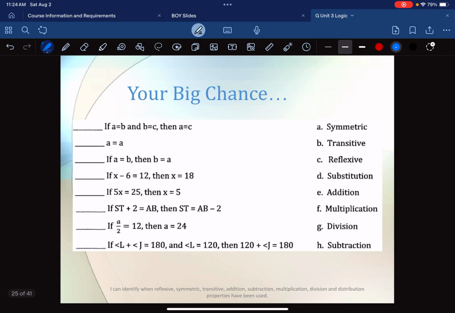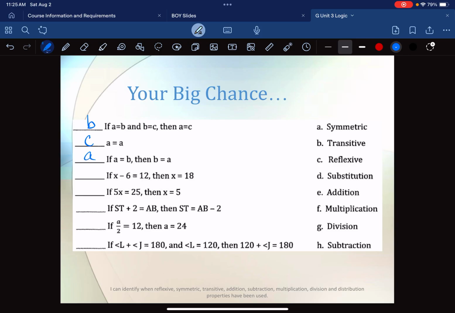All right, here's your big test. You match them up. Stop the video, fill in all the blanks, use the multiple choice letters over there, and see how you did. All right, the first one looks like transitive to me. Comparing three things. I'm going to say that's B. A equals A. Oh, that's reflexive property. If AB equals BC, then, if A equals P, then B equals A. Well, they've switched the order of two things. That's our symmetric property.